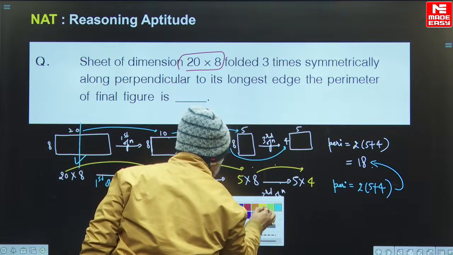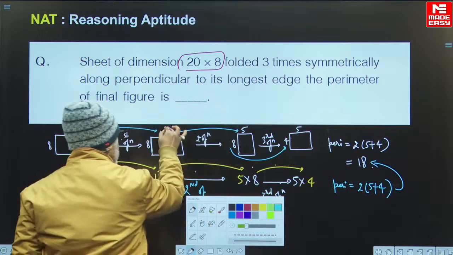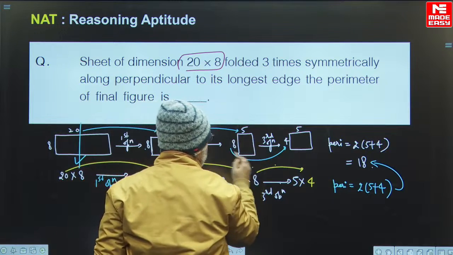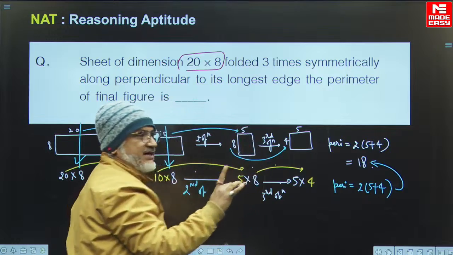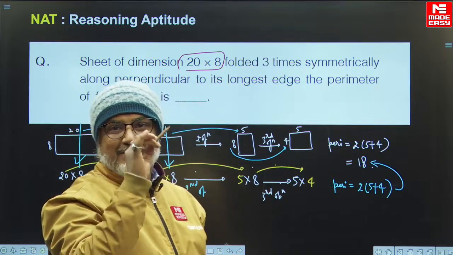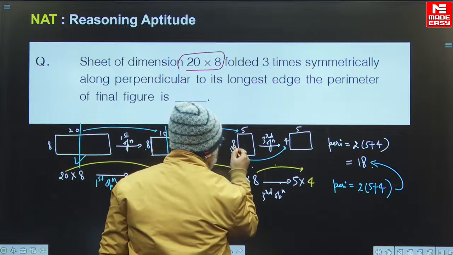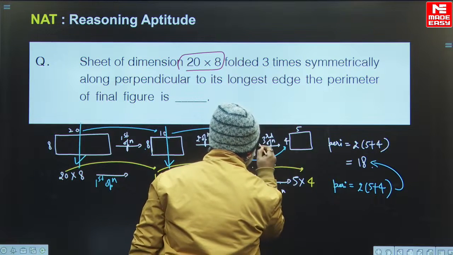Now the lengthy side will become half. 10 cross 8 will become 5 cross 8, but here there is a trick involved. Be attentive, at least in the paper. 8 is the lengthier side. The lengthy side will become half.